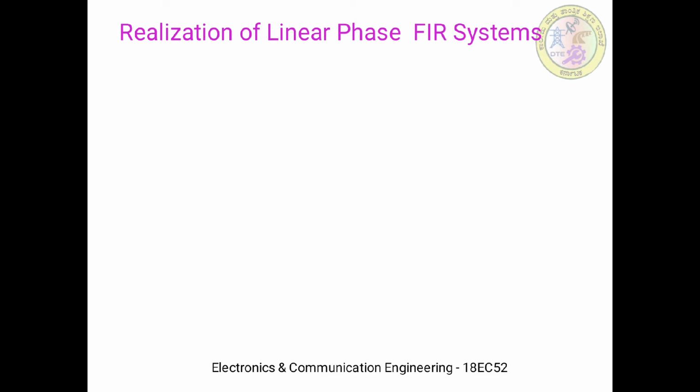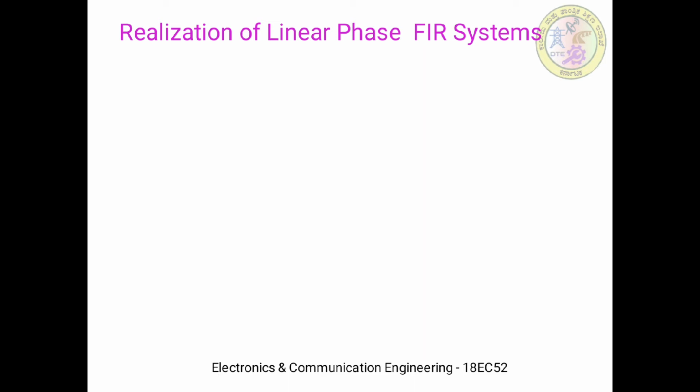We have seen in the previous session the direct form realization of FIR systems, where the H of z function, that is the transfer function, is directly represented in the form of a block diagram or structure or realization. In linear phase FIR systems, what is the rule that is applicable? Let us see the basic details. In FIR systems, for linear phase response, the impulse response should be symmetrical. This is the criterion here.